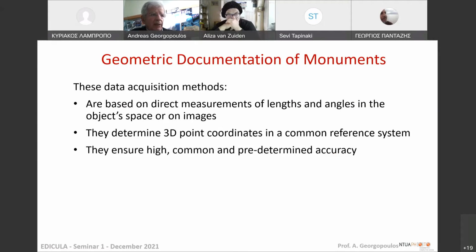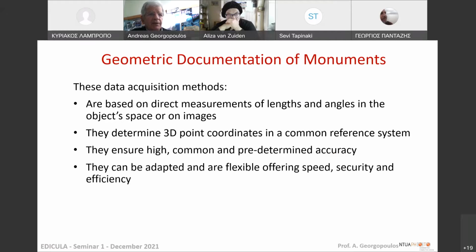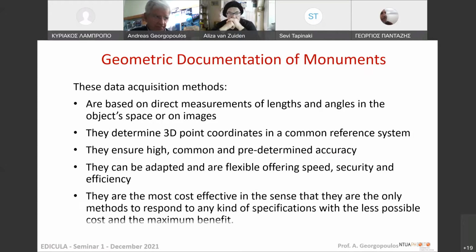They ensure high, common, and predetermined accuracy, and this is very important for large-scale documentations like the one we implemented in the Holy Edicula. And they can be adapted, they are flexible, they are quick, and they are efficient. And they are the most cost-effective, not cheap, cost-effective in the sense that they are the only methods to respond to any kind of specifications with the least possible cost and the maximum benefit. So they are methods developed exactly for these applications.